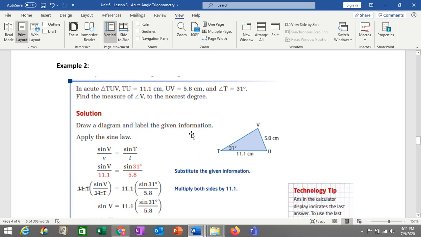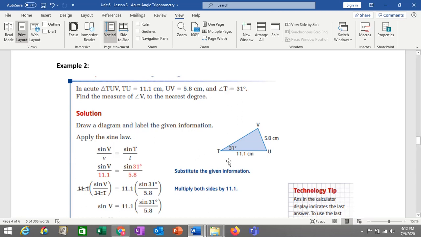Next question. We have some acute triangle TUV, where TU is 11.1 centimeters, UV is 5.8, and angle T is 31. Find the measure of angle V to the nearest degree. Okay, I would never even attempt a problem like this without drawing a picture. So make sure you draw the picture.